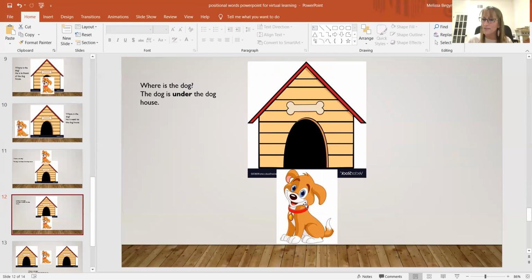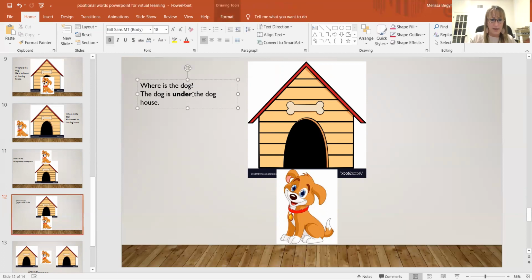I hear some good answers. Absolutely, the dog is under the doghouse. The dog is underneath the doghouse. Great, okay. We can either say under or underneath, but here's the doghouse and the dog is underneath the doghouse or under the doghouse. Just like when we saw the troll was under the bridge, the dog is under the doghouse, and that's his position.